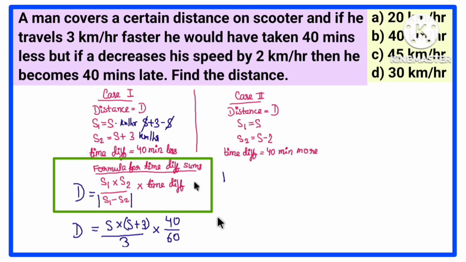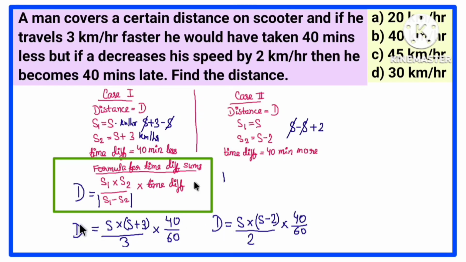Now let us find out the distance. Here also distance will be d based on case 2. That is s1 into s2. Here s1 is s and here s2 is s minus 2. So multiply it divided by speed difference. So here speed difference is s, that is bigger one, minus s minus 2, which will become plus 2. If we subtract, this s and this s will cancel, you will get 2. So divided by 2 multiplied by time difference. Here the time difference is 40 minutes more. So here 40 minutes more, here we have in minutes, so divided by 60.